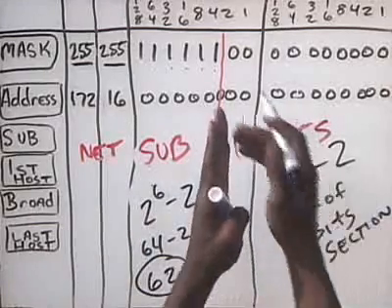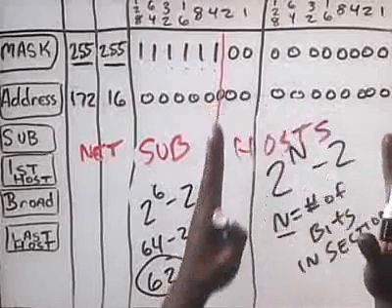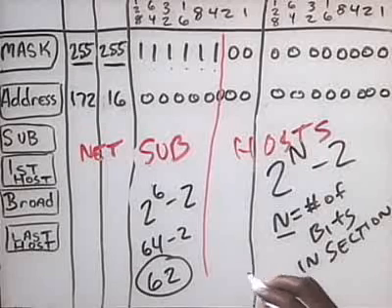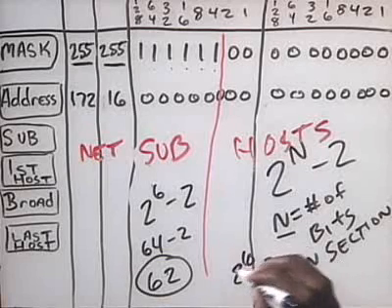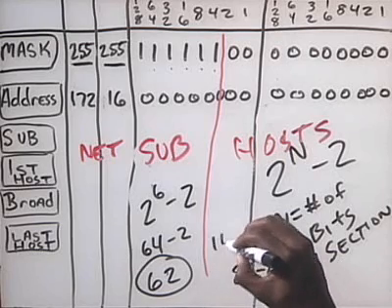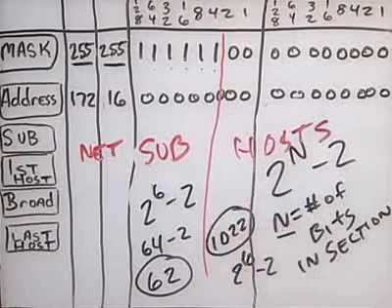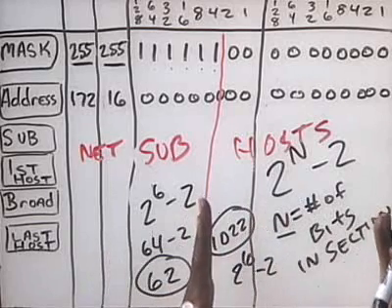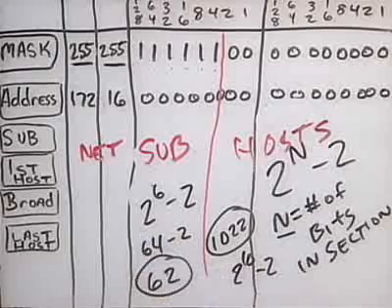And then, as I mentioned, we've got 10 bits in the host section. And so 2 to the 10th minus 2. 2 to the 10th is 1024, minus 2 is 1022. So we have 62 subnets and 1022 hosts per subnet. So that's an example of that first scenario. Given a network address and a subnet mask, how many subnets can we come up with and how many hosts per subnet?